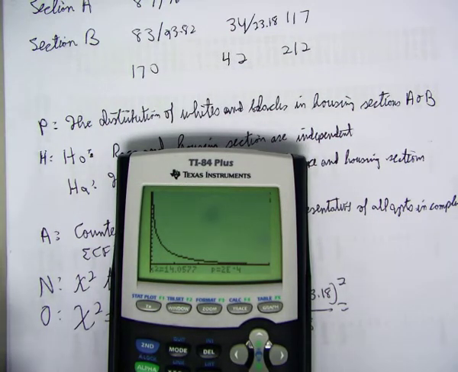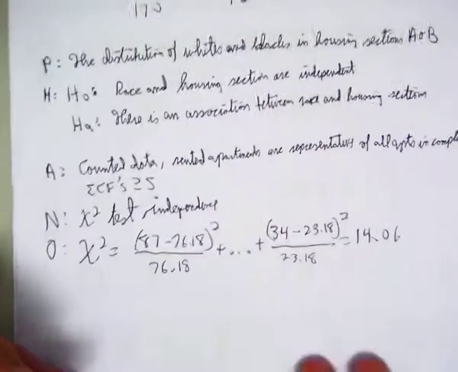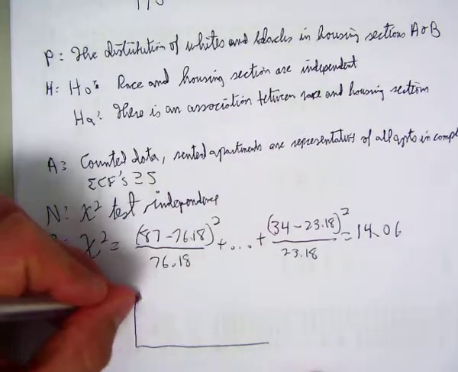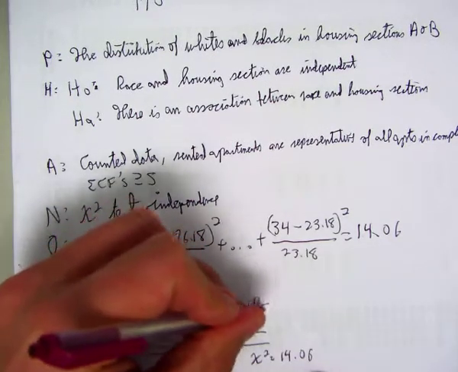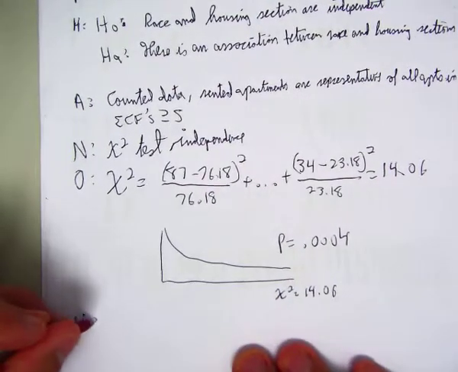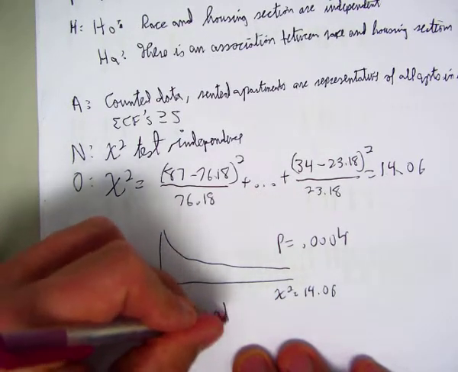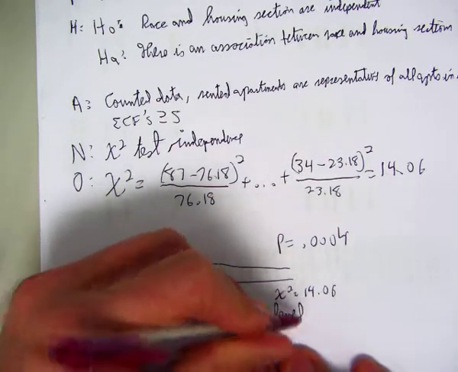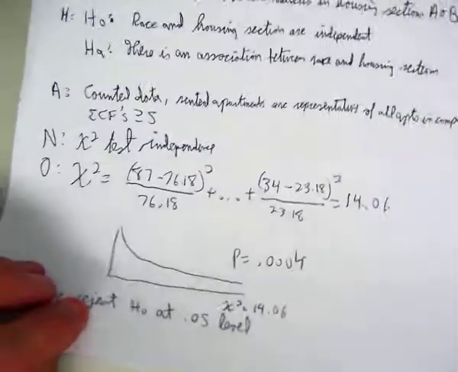So what do we got there? Okay, so 14.06 and a p-value of 0.0004. So chi-squared equals 14.06, p is 0.0004. So obviously we reject H sub o at the 0.05 level.